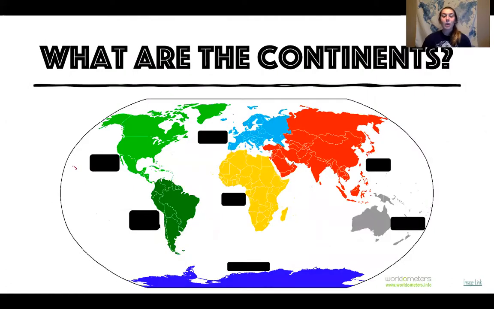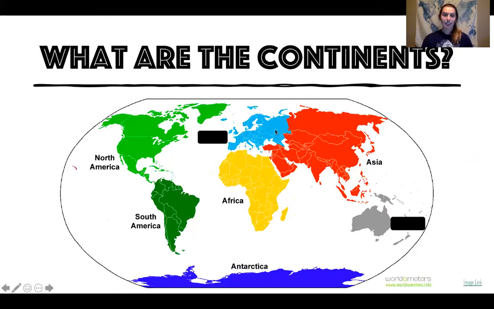All right. We're going to go through and I'm going to see how well you guys remember which continent is which out of the 7. Let's start with this red one. What is this one? Asia. Good. How about this yellow one? Africa. This green one up top. North America. Green one on the bottom. South America. How about this blue one at the bottom? Antarctica. Blue one up top. Europe. All right. And finally, this little gray one in the corner. Australia. Awesome job.